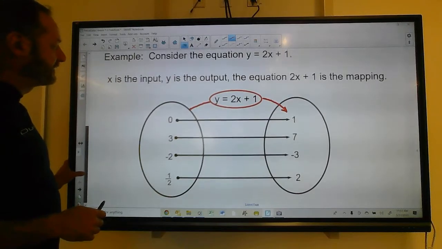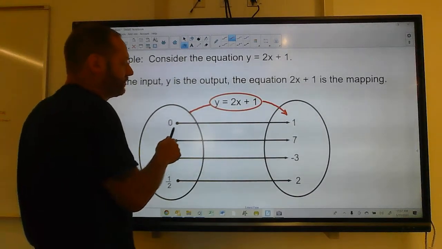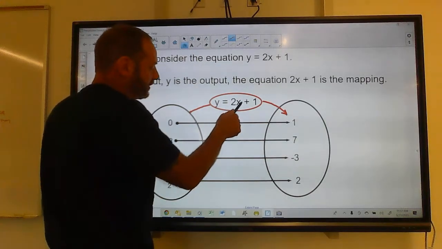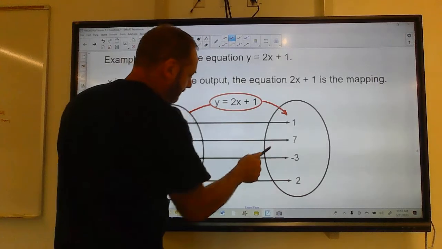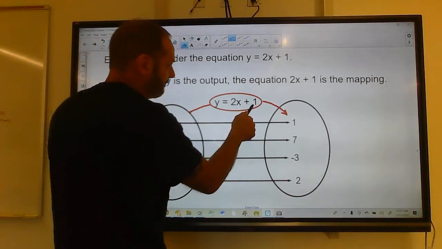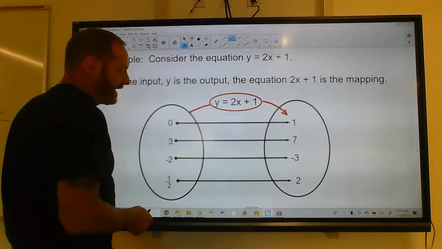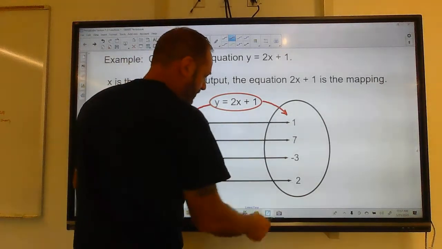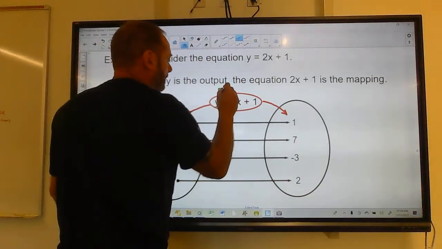So here we have an example where y equals 2x plus 1. So it takes 0. 2 times 0 is 0, plus 1 is 1. It takes 3. 2 times 3 is 6, plus 1 is 7. It takes negative 2. That'd be 2 times negative 2 is negative 4, plus 1 is negative 3. And 1/2, 2 times 1/2 is 1, plus 1 is 2. So this is my map right here, my mapping.